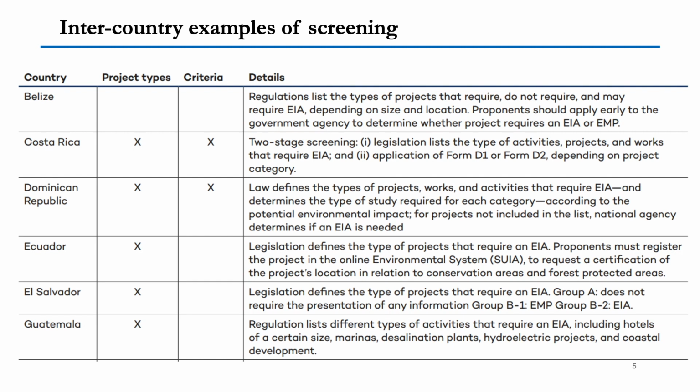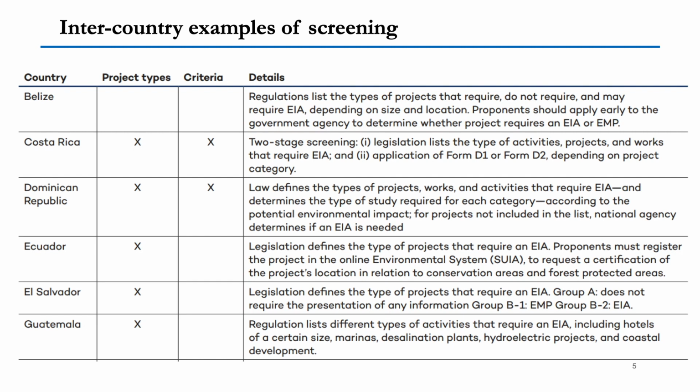In Costa Rica, project types, criteria. So it's a two-stage screening. Legislation lists the types of activities, projects, and work that actually require EIA. And the second part, there are application forms, namely Form D1 and Form D2, which, depending upon the project category, have to be filled. And in the case of the Dominican Republic, again, it's a two-stage process for screening.